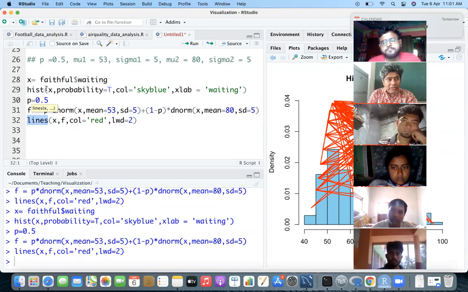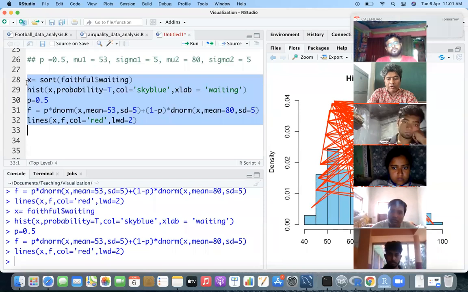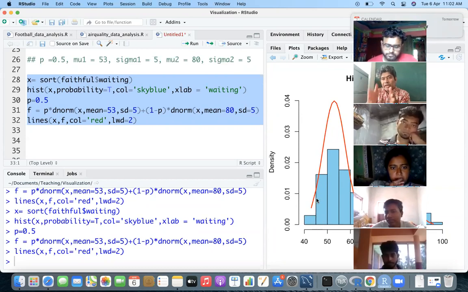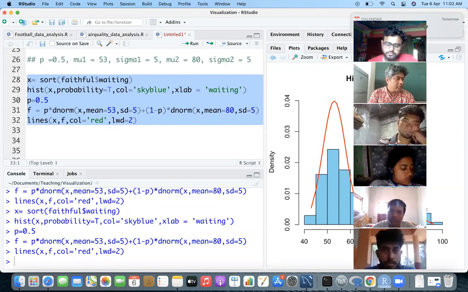But if I put the sorting, then what happens? If I do the sorting of X, it takes the 40 and then the next value would be 42 here and here. And then the corresponding PDF will be next to each other, so the corresponding PDF will be like whatever that thing. And then it is joining the straight line accordingly. So that way the density is coming very nicely. Is it clear to all of you? Okay, good.